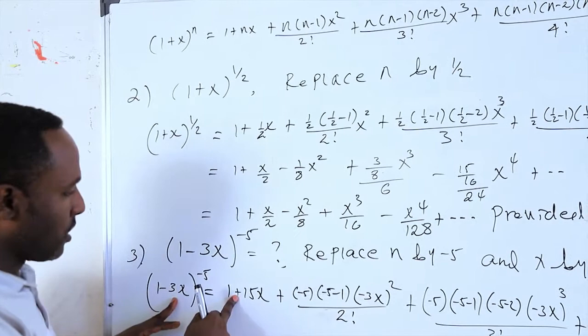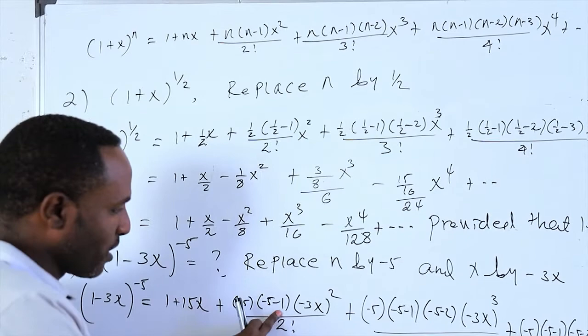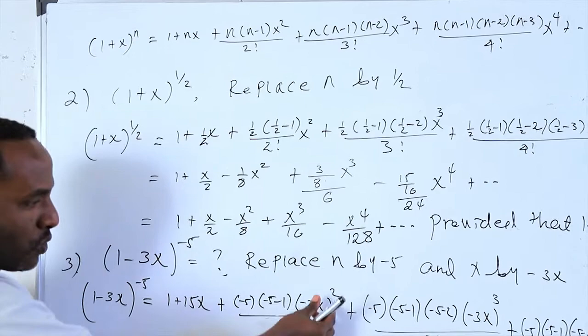So 1 minus 3x instead of x, and n, so minus 5 times minus 3x is 15x. And again here, n is minus 5, so minus 5 times n minus 1, minus 5 minus 1, times x squared, so x means minus 3x, so minus 3x whole squared over 2 factorial.